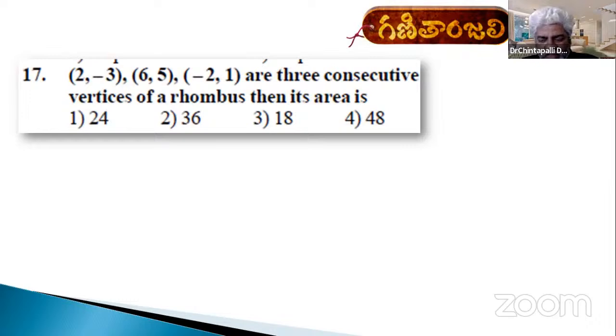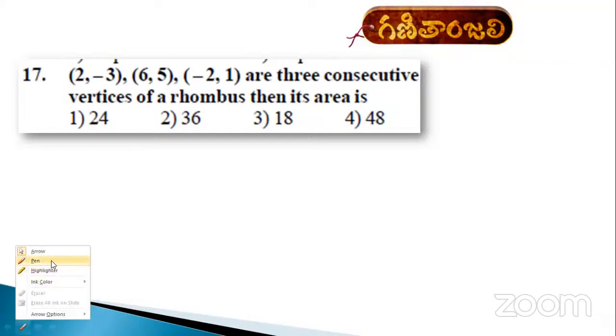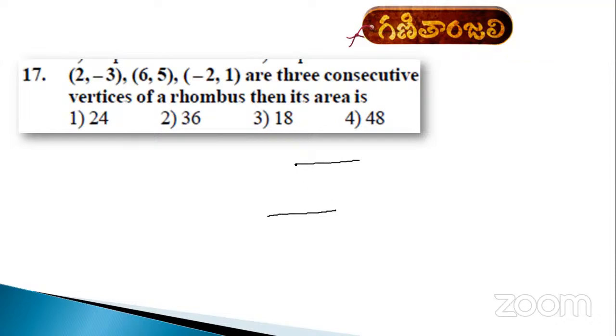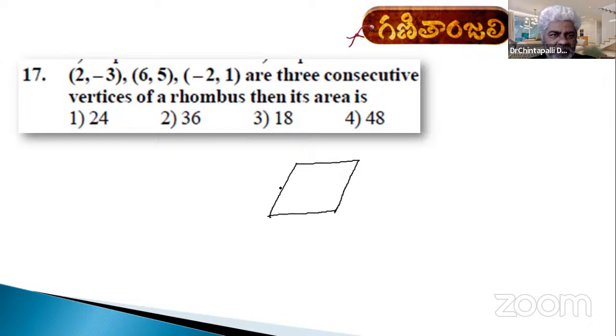It's not about the area of a triangle, but it is the area of a rhombus. You know how to find the area of a rhombus? No, sir. A rhombus is nothing but another form of square. All sides are equal, but not all angles are 90 degrees.